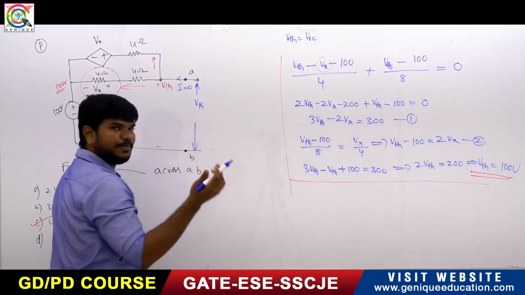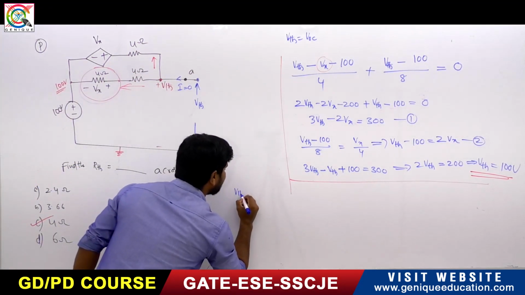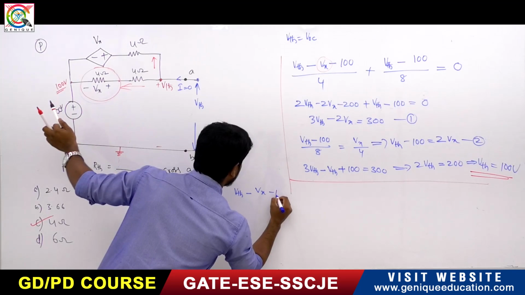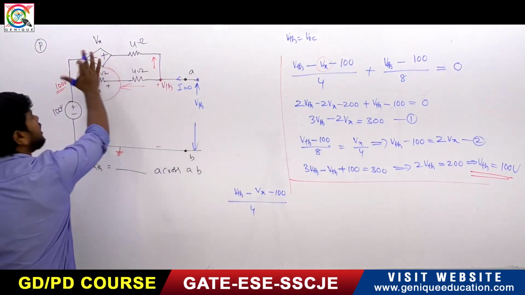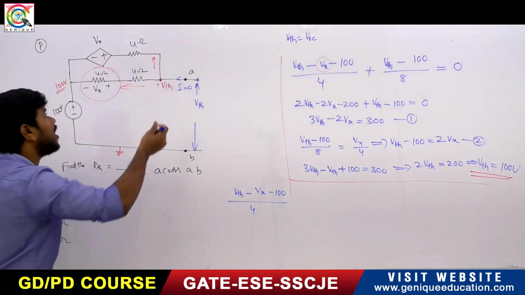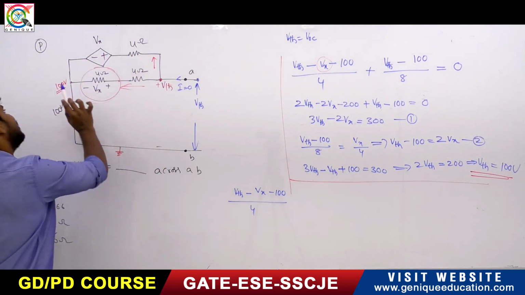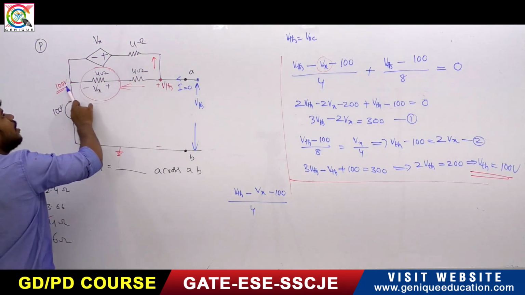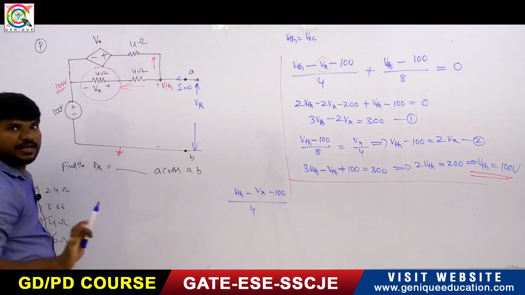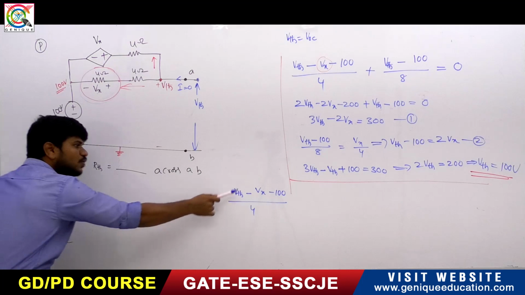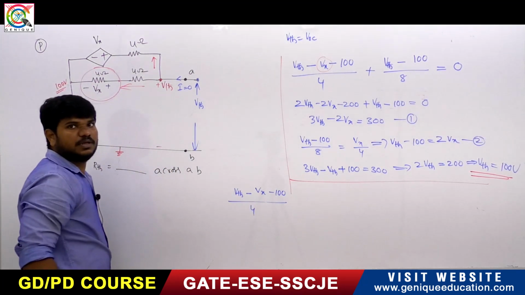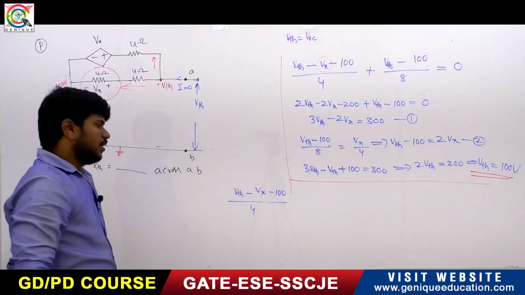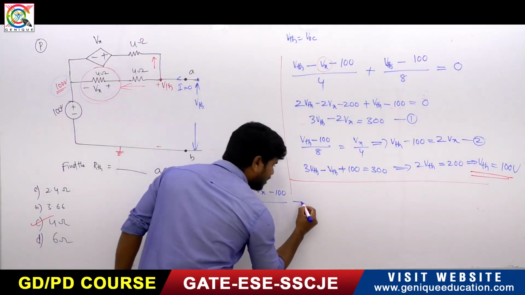Suppose if I write like this, some people may write like this also. So VTH minus, what is this? Vx minus 100 divided by 4. For this there is no option. You have to write this like this only, because there is a 100 volt source. Suppose it is 0, then VTH minus Vx divided by 4 it will be, but it is 100, so you have to use only this way. There is no other option for you to write this current, because there is a 100 volt source. So that is this current.